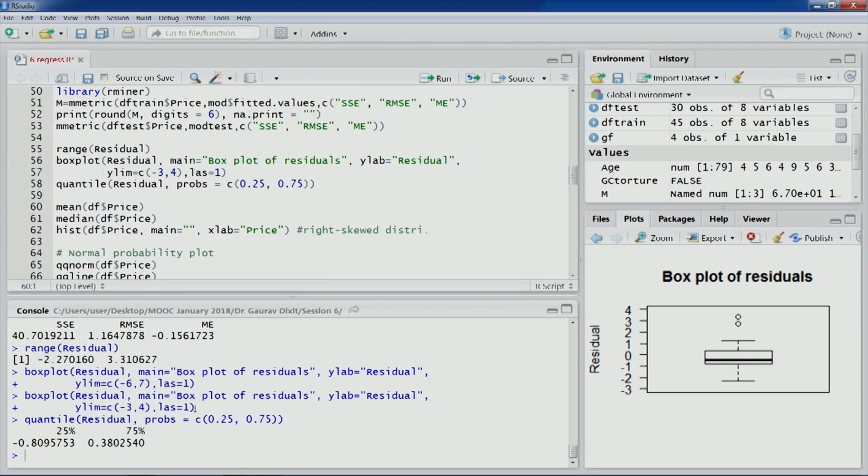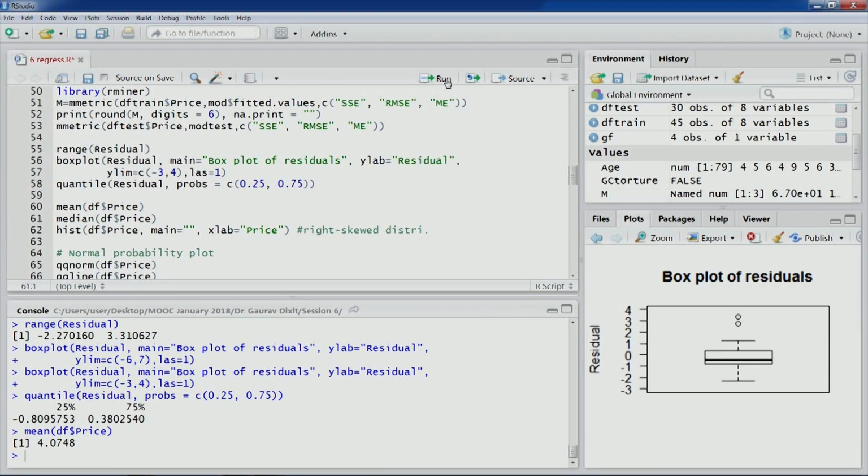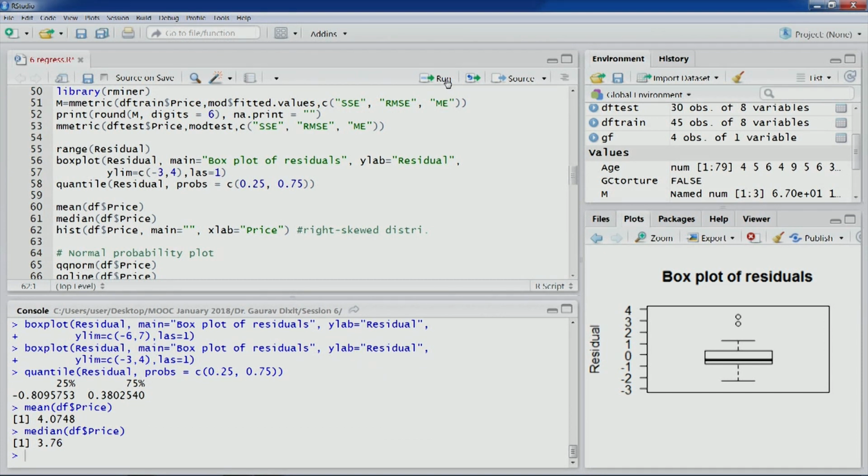Now, as we were talking about the skewness, we can check it by computing the mean and median values. In this case we can see the mean value is slightly higher than the median value, and we can also see some outliers there. Therefore these residuals seem to be following a normal distribution which is right skewed. We can check this again by plotting a histogram.